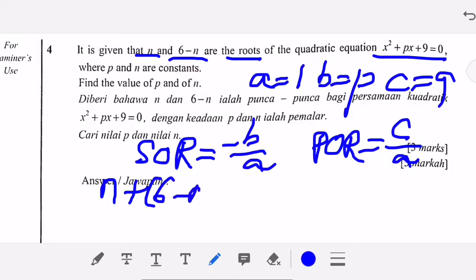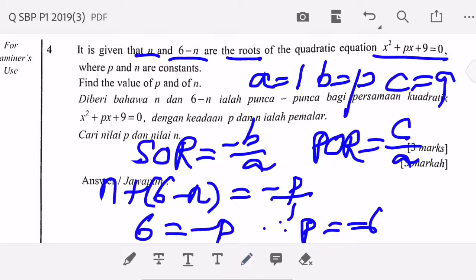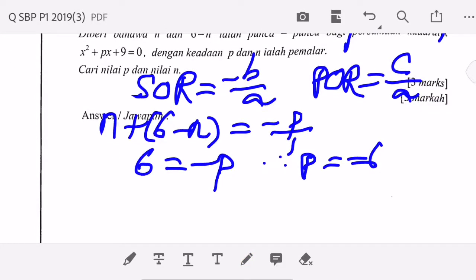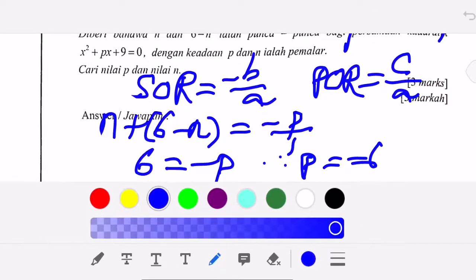Sum means you add. Okay, so we are going to add n plus 6 minus n equal to negative p over 1. Alright, so then the negative n and plus n cancel out, leaving 6 alone, equal to negative p, then p is negative 6. Alright, then now you just use product of roots for the next one.